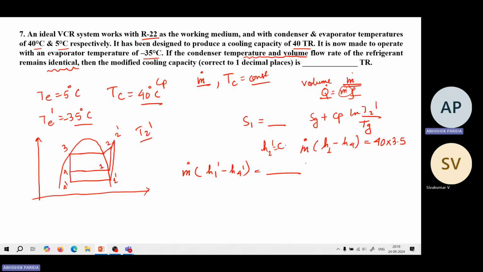You have to find out what is m dot, because H1 and H4 you know, or you have to know them. If you have Cp vapor and Cp liquid, you can find out the values of H1 and H4, and from that you can find out m dot. And once you know m dot, you can find out H1 dash and H4 dash. H4 dash doesn't change. It will be the same as H4. The only thing you need to find out is H1 dash. So that will help you find the answer for this.